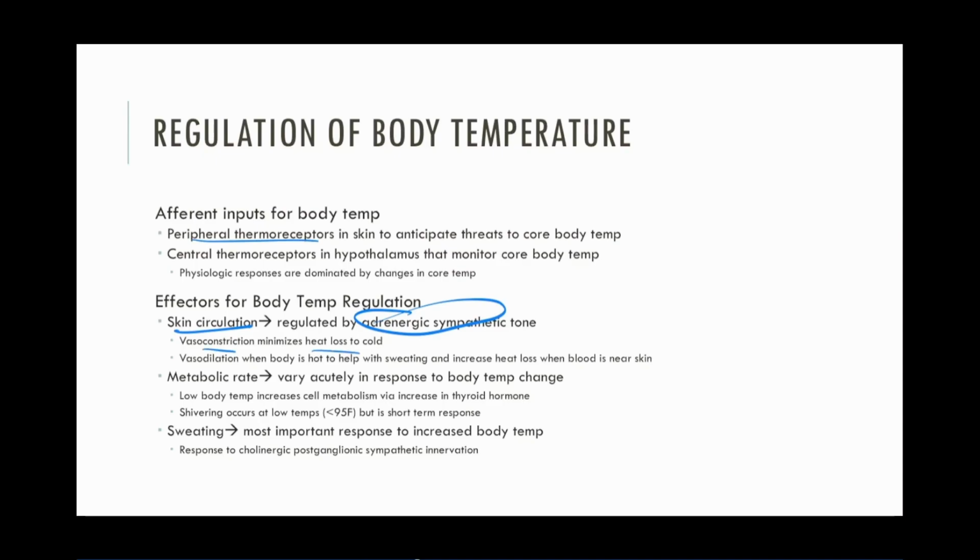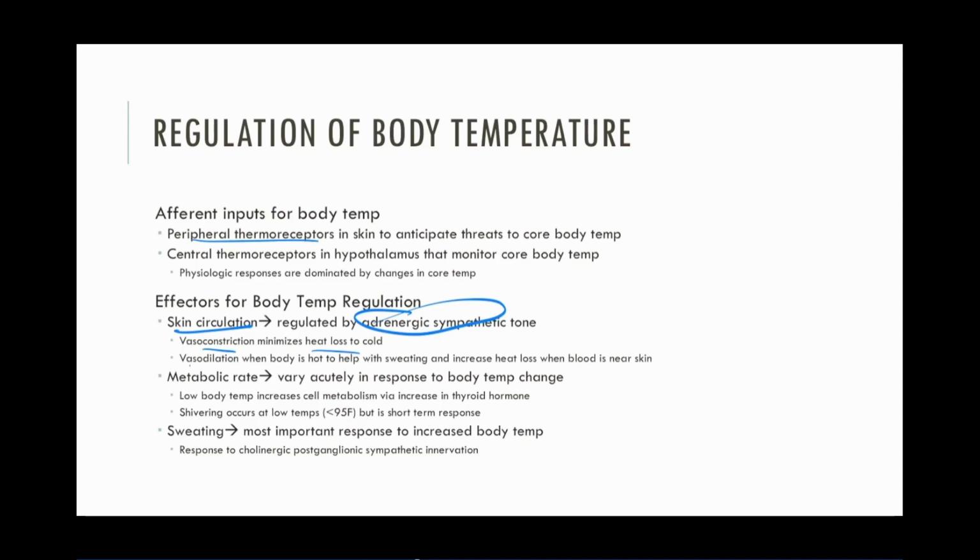Vasoconstriction minimizes the heat loss to cold. So when you're very, very cold, we have vasoconstriction in the vessels in our extremities so that all the warm blood goes to our core and keeps us warm in our core. Our body does not care about your fingertips. If you're freezing, it cares about your insides. You'll lose them. But again, that's why they go away, because you're getting rid of all the blood in your fingertips to keep your core warm.